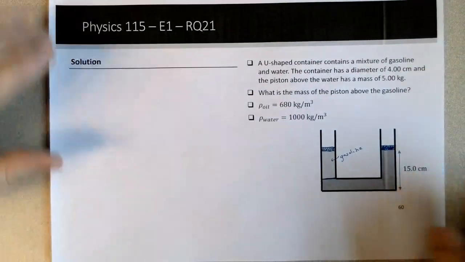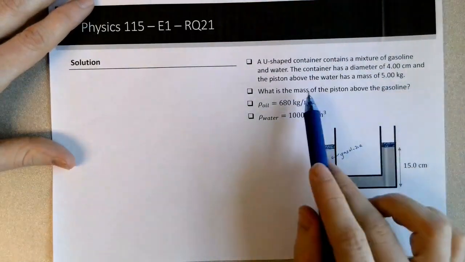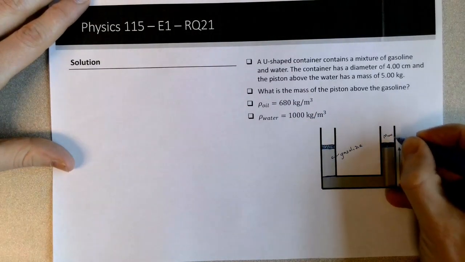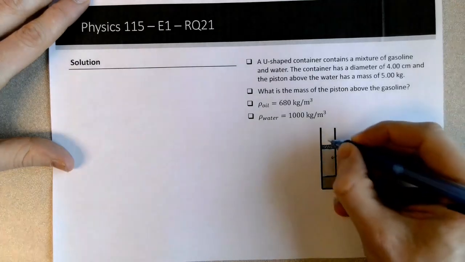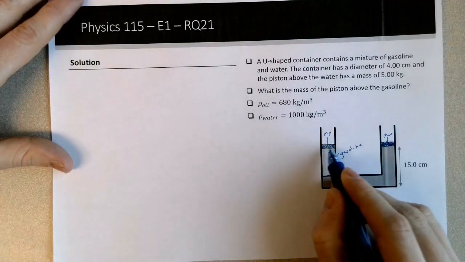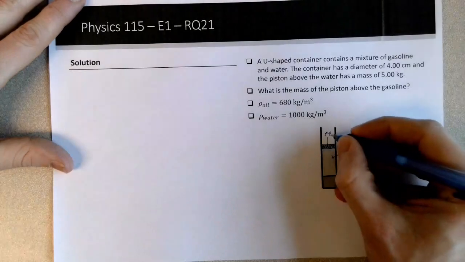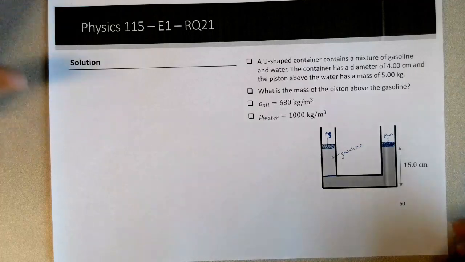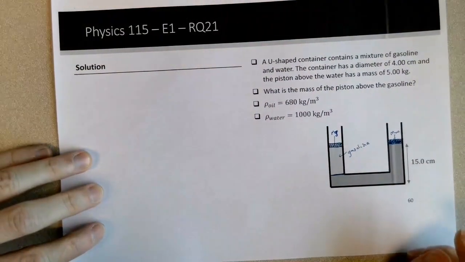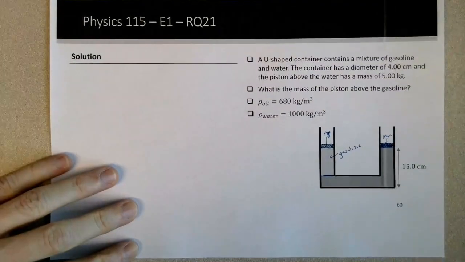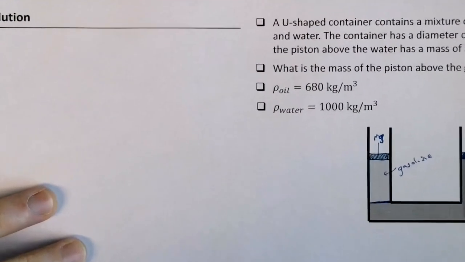Okay, so we're told the container has a diameter of 4 centimeters, and the piston above the water has a mass of 5 kg, so maybe this is mass of the water, and this is MP. That's what we're trying to find, the mass of the piston above the gasoline, or use G, sorry, for gasoline. So we're trying to find the mass of the piston above the gasoline.